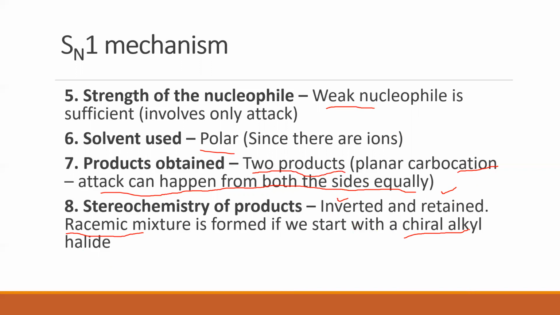Clear? Now, what is meant by racemic mixture? What is meant by chiral alkyl halide? This is a discussion that we will have in the next class. But right now, just remember this. In the next class, we'll look at what is meant by a chiral compound, what is meant by a racemic mixture, and why in SN1 I get a racemic mixture. Right now, just remember the stereochemistry of the products: both inverted as well as retained. Clear? So you can clearly see the difference between SN2 and SN1.